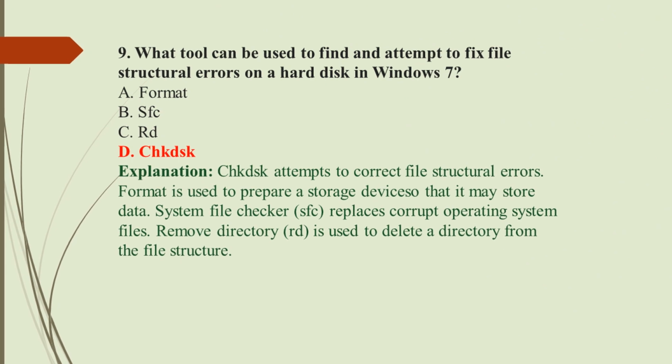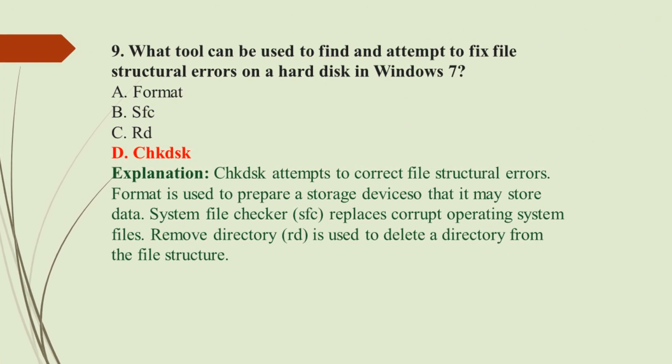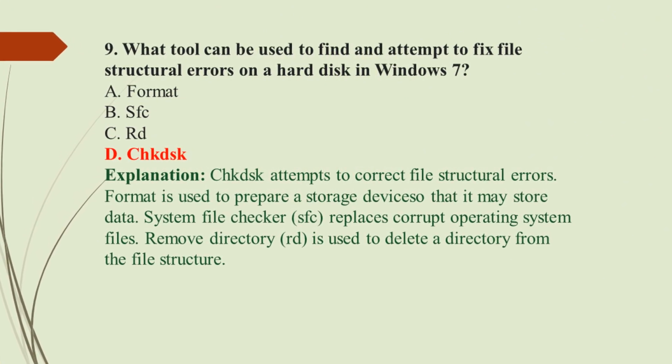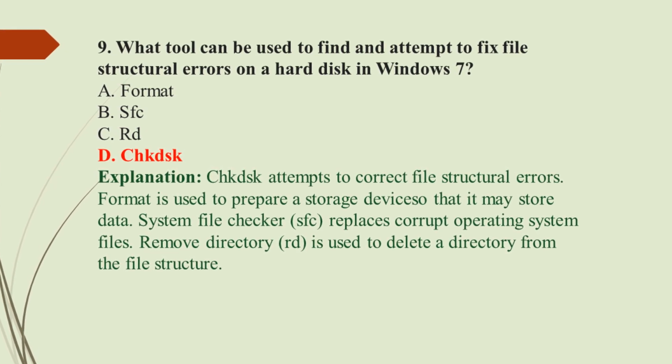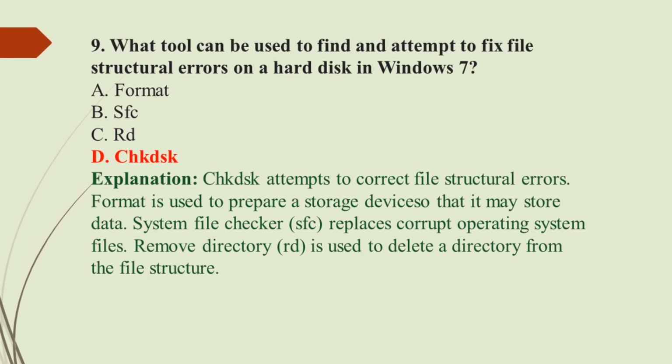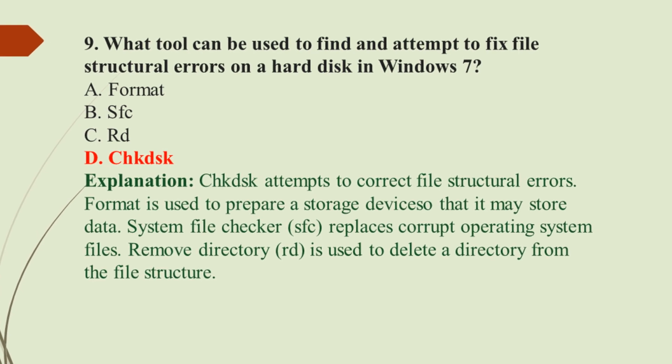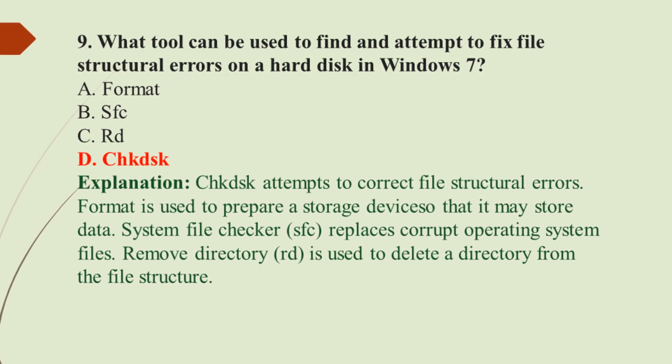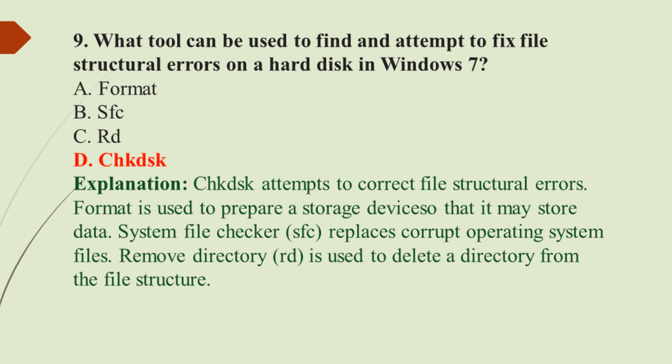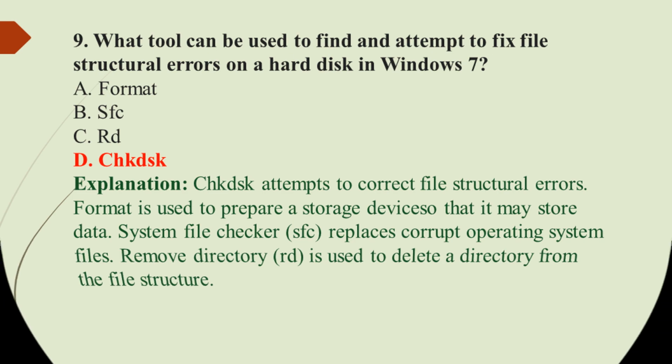What tool can be used to find and attempt to fix file structural errors on a hard disk in Windows 7? A. Format. B. SFC. C. RD. D. Chkdsk. Explanation: Chkdsk attempts to correct file structural errors. Format is used to prepare a storage device so that it may store data. System File Checker, SFC, replaces corrupt operating system files. Remove Directory, RD, is used to delete a directory from the file structure.